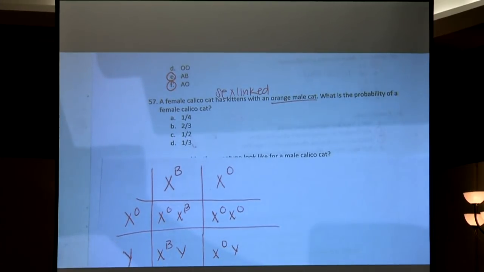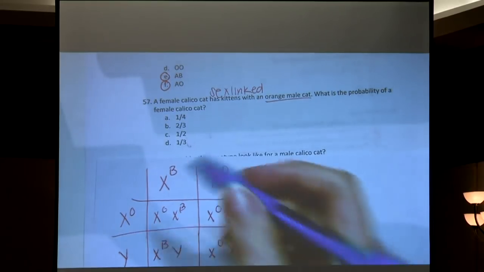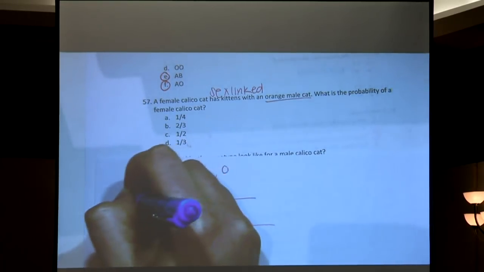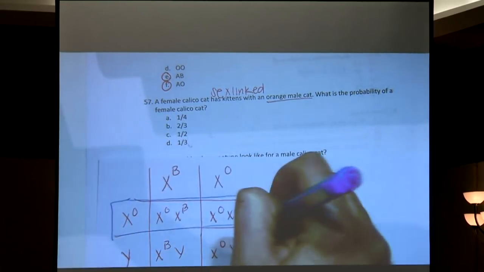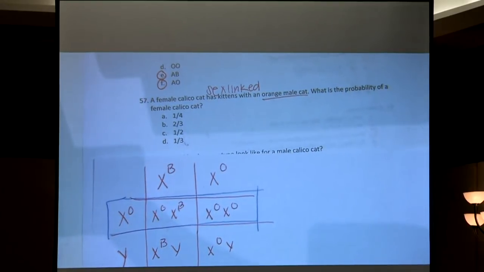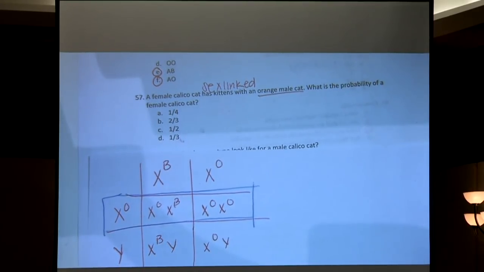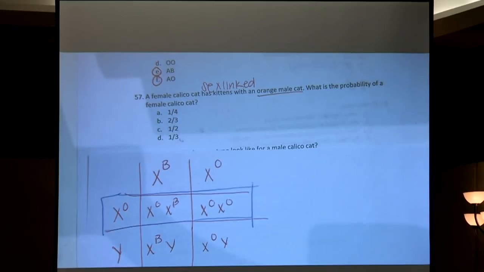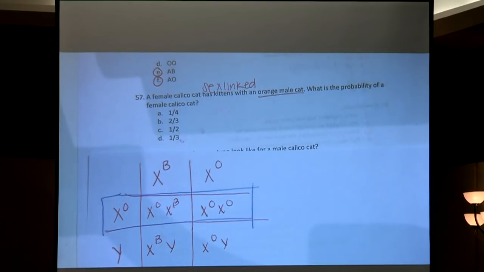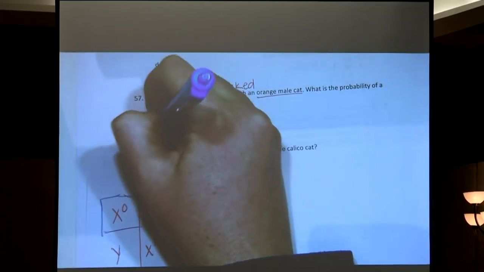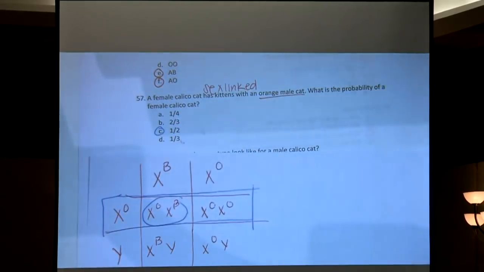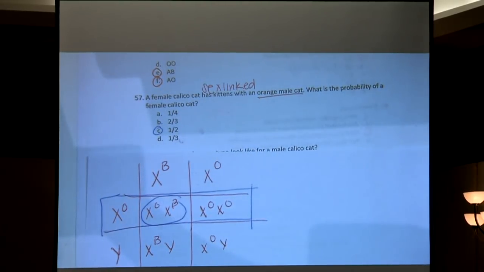All right. So in the case, what is the probability of a female calico cat? We have to look at all of our females. That'd be 1/2, because only one of the two females possible can be calico.